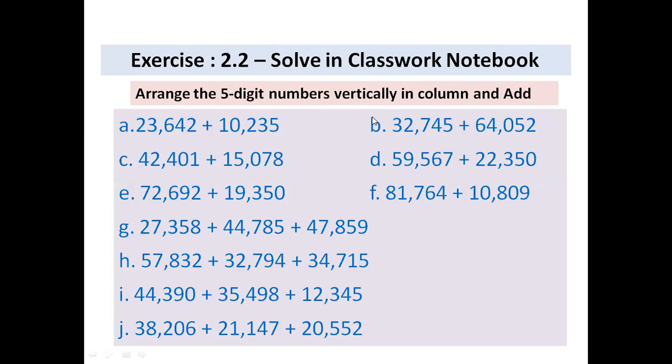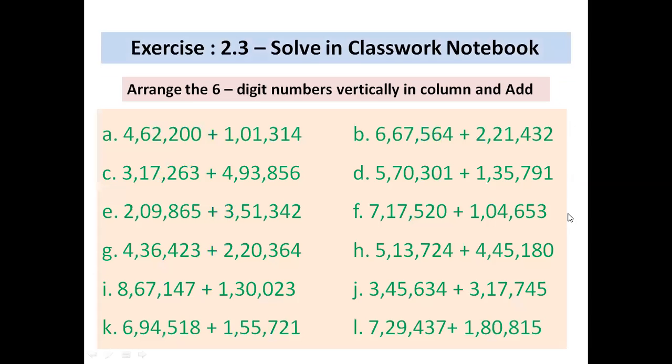Then 2.2, 5-digit numbers. Okay, same way you have to solve. You have to show the complete calculation. Here you can see 4 sums are with 3 addends and the remaining are with 2 addends. And the next, last slide is of 6-digit numbers which you have to add vertically, in the columns.